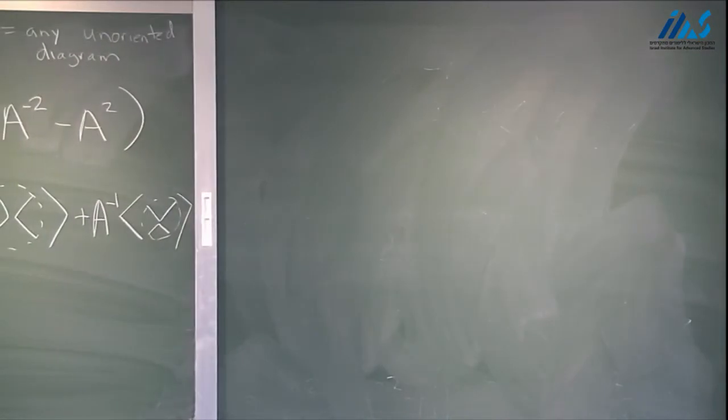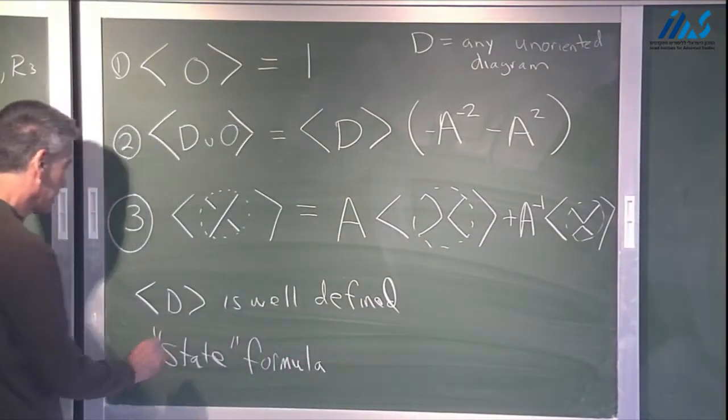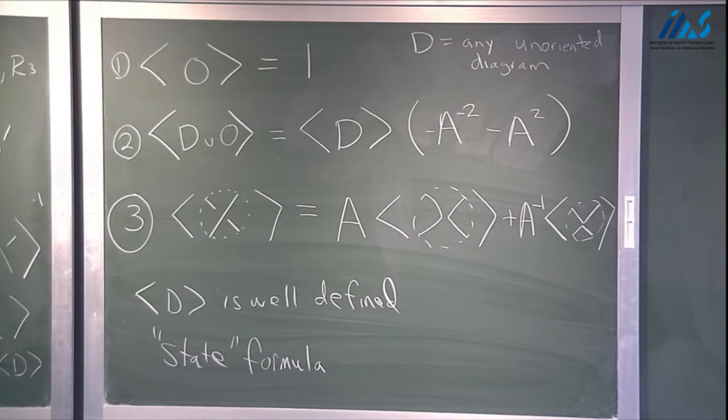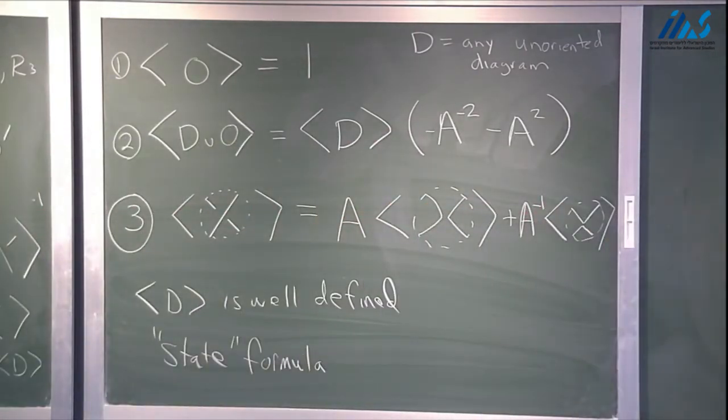This was one of Kauffman's theorems. It says that this is well-defined. The way you see this is that you give a formula for it that doesn't depend on the ordering, and the formula is called a state formula. This is inspired by statistical mechanics, where you look at all the states of a system. So we can think of our diagram.